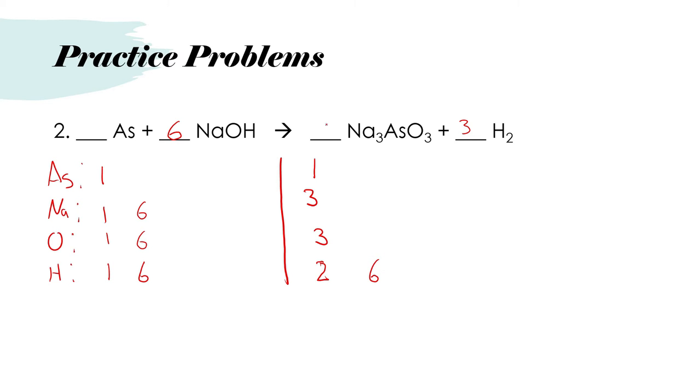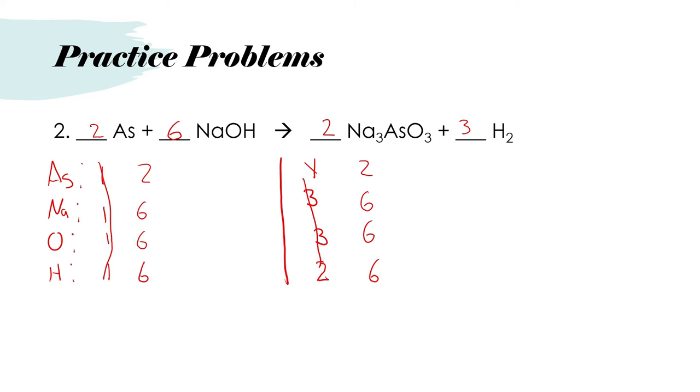If we have a 2 here, that's going to give us 6 oxygen, 6 sodium, and then it's going to make us have 2 arsenic. And in order to balance that, we just need to put a 2 here. And that gives us a completely balanced equation. So this one, you should have 2, 6, 2, 3.